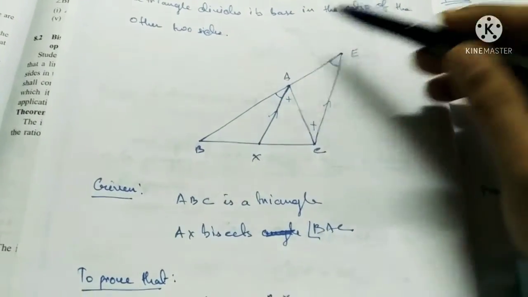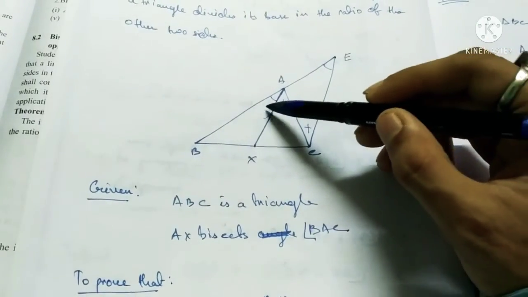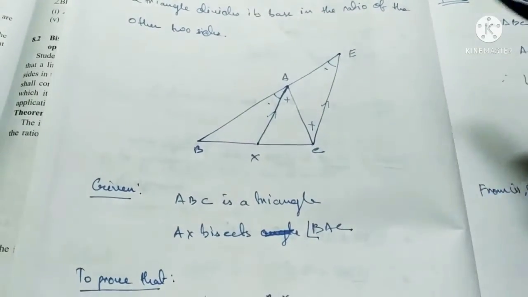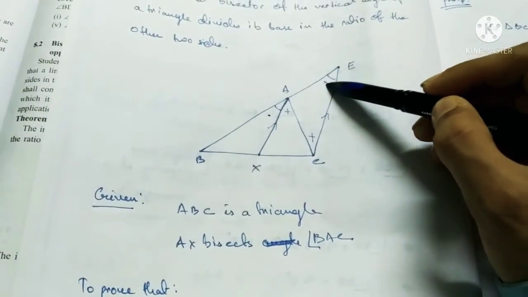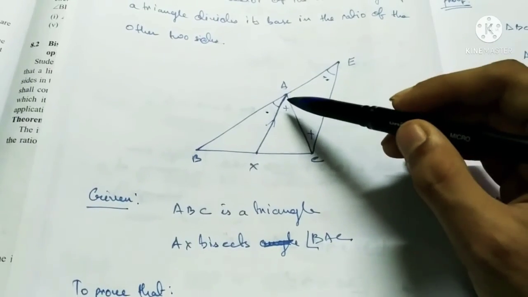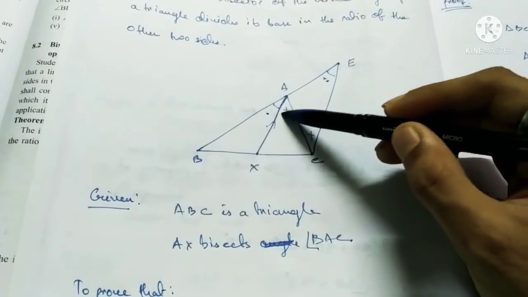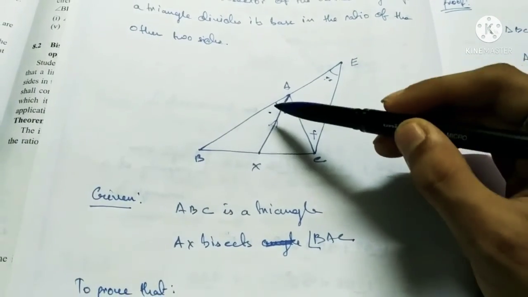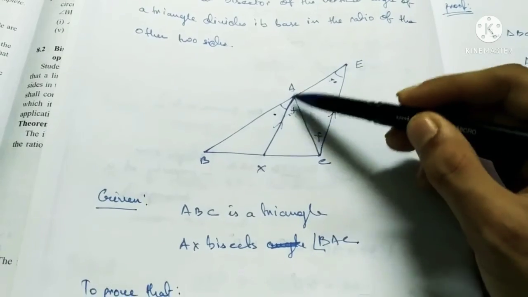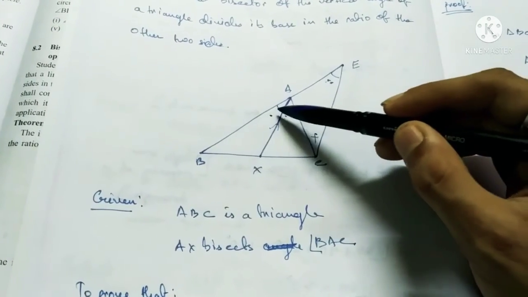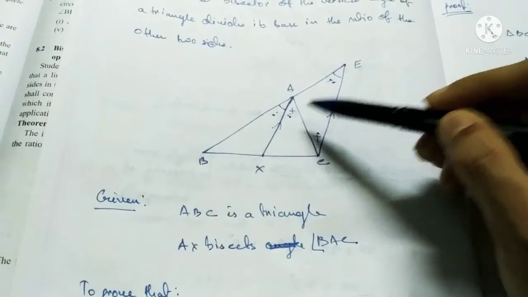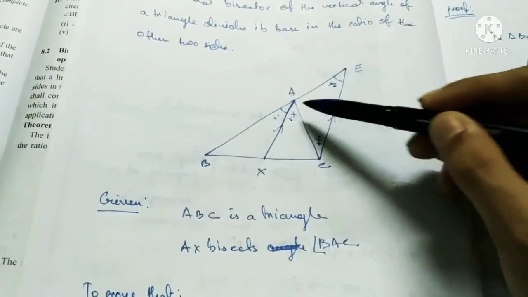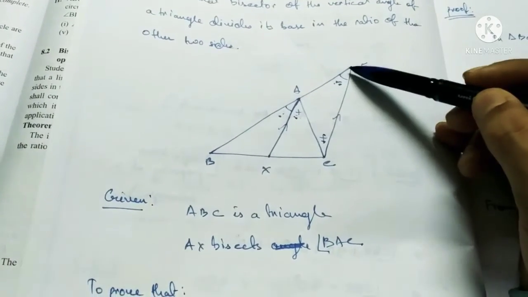I will take this whole triangle. Since this is parallel to this from construction, this angle is equal to this angle. And again, since this is parallel to this, this angle is equal to this angle. And this will be equal to this because AX is the internal bisector of this vertical angle, so this angle is equal to this angle. So from 1, 2 and 3 I will get that this angle is equal to this angle. Since this angle is equal to this angle, I can say that AC equals AE.